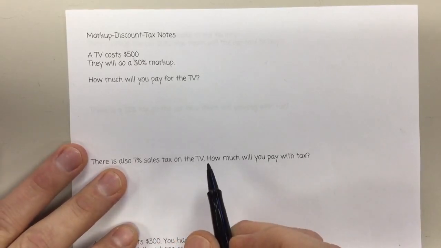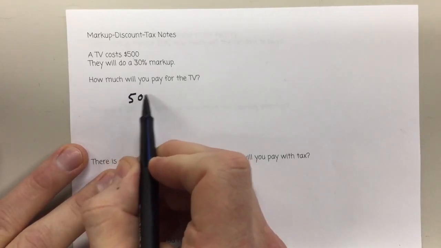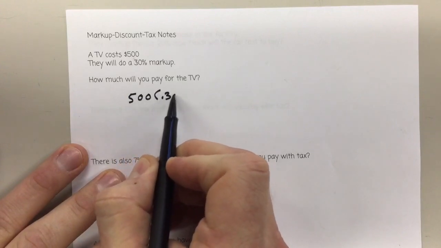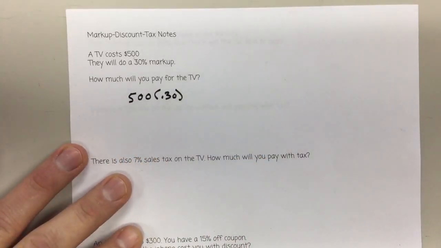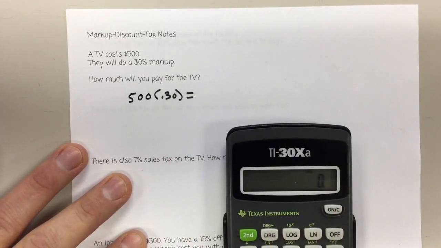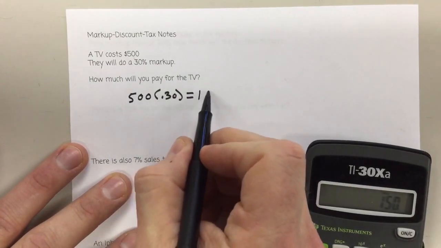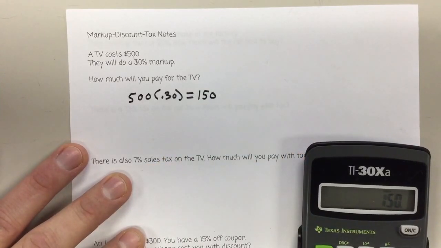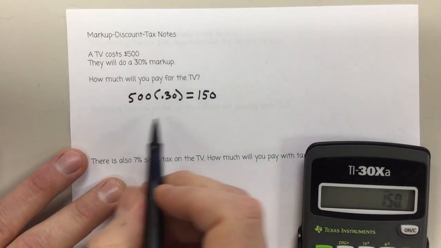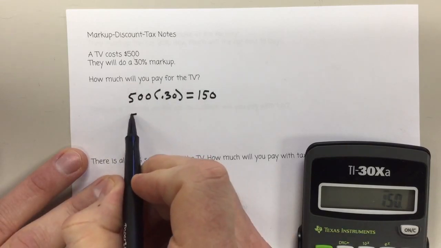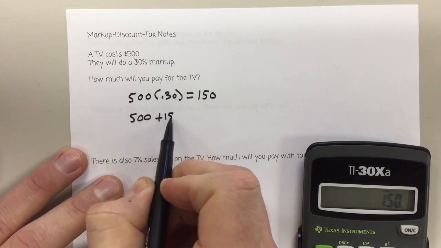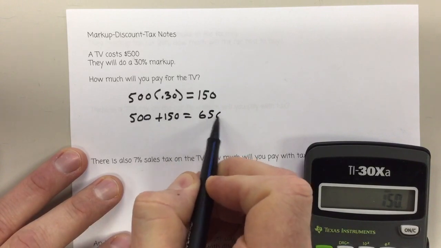Okay? And there's two ways you can do this. One way is to take the $500 and multiply it by 30% written as a decimal. So on your calculator, you would do 500 times 0.30. That's $150. So that means on a TV, a company like Best Buy is going to add $150 to the price. So when it asks you how much do you pay for the TV, you're actually paying $500 plus the $150 markup. So it'd be $650.